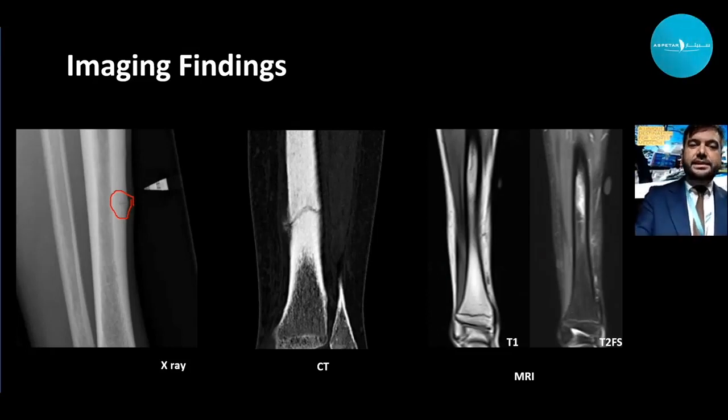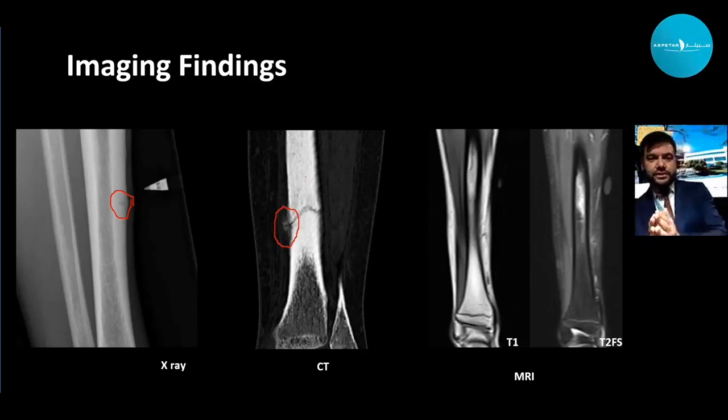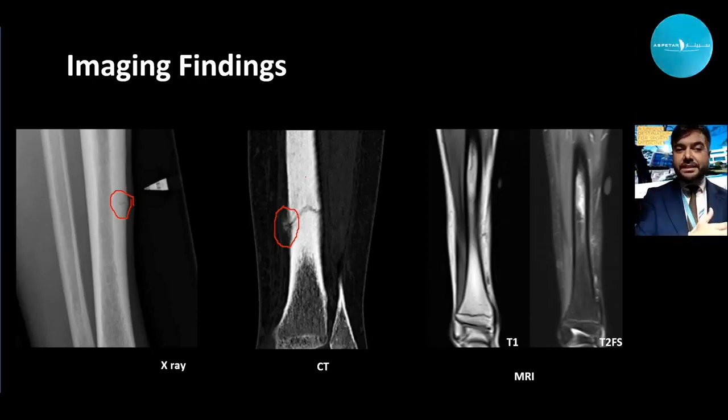In this CT scan, this is a coronal reconstruction, and we can see a fracture here. We can also see some periosteal reaction. This hyperdensity adjacent to the fracture line is a periosteal reaction. This is also a radiological sign that can be seen sometimes in X-ray.